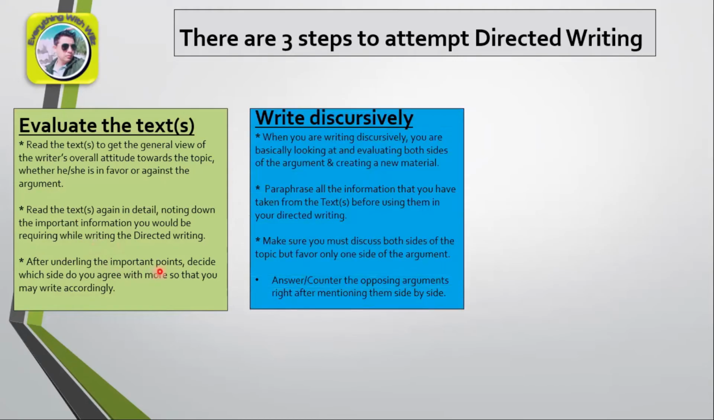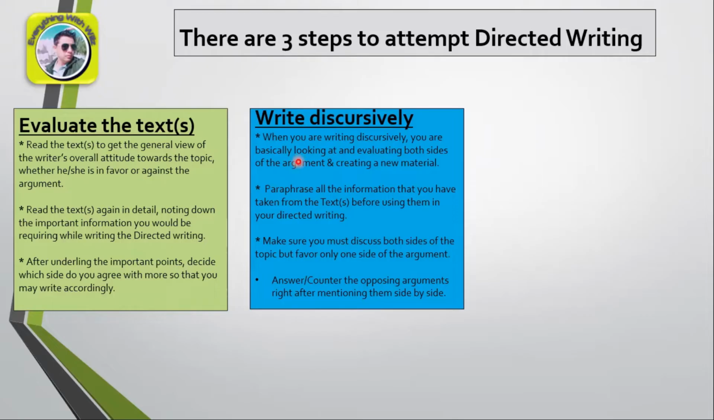And the second step is, once you have underlined all the important points in maybe text A and text B, now what you have to do is use that information to write a discursive piece of writing, be it a letter, a report, an article, an email, or a speech. You have to write a discursive piece of writing. How can you write a discursive piece of writing?